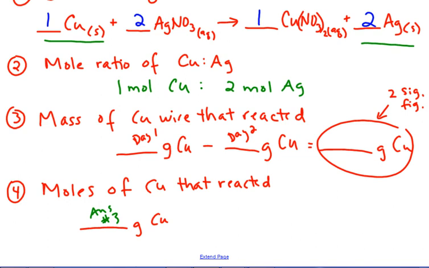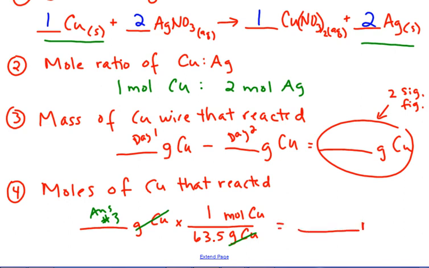To convert grams of copper to moles of copper, we need a conversion fraction. Grams of copper should go in the denominator, and moles of copper should go in the numerator. This is a molar mass conversion. 1 mole of copper from the periodic table is 63.5 grams. Grams of copper will cancel, and your calculator work is your answer from number 3 divided by 63.5.